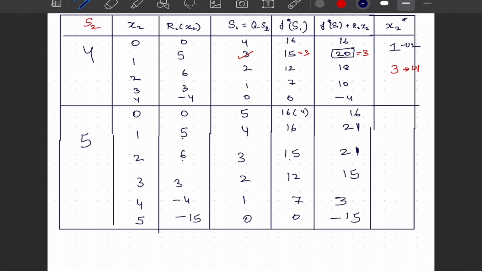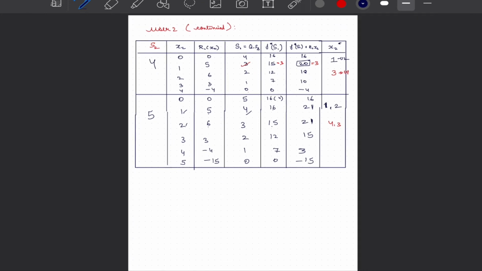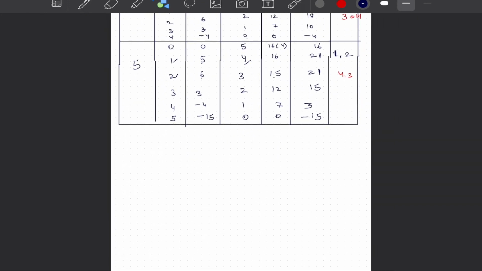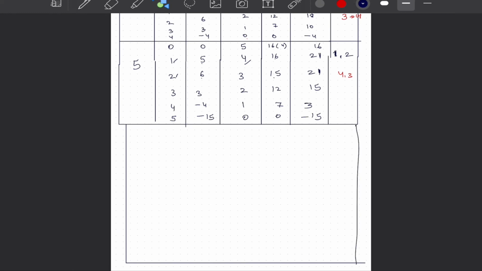So our total return is going to be 16 plus 0, 16, 16 plus 5, 21, 15 plus 6, 21, 15, 3, and minus 15. So we should definitely go for an allocation of either 1 unit or 2 units to user 2. If we allocate 1 or 2 here, we have to allocate 4 and 3 to user 1. So I will again write this in red: 4 and 3 for user 1, and 1 and 2 for our user 2.